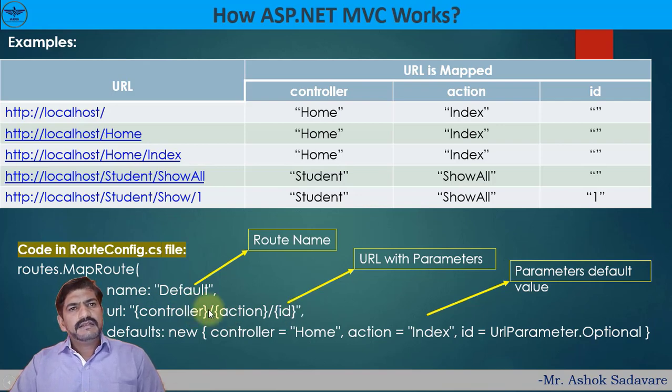Okay, then next, the name of the controller by default takes home. If the user does not pass the name of the controller or parameter in the URL, it takes the controller name by default as home, then action name by default as index, and ID is by default empty. Okay, so this example shows how URL maps to the controller, action, and ID. Okay, so this is the main thing you have to understand while learning MVC.